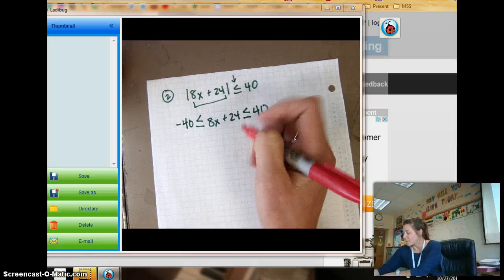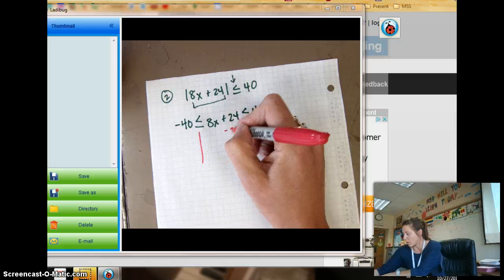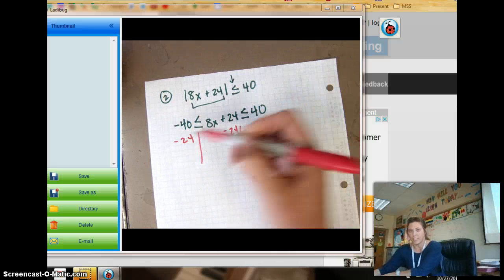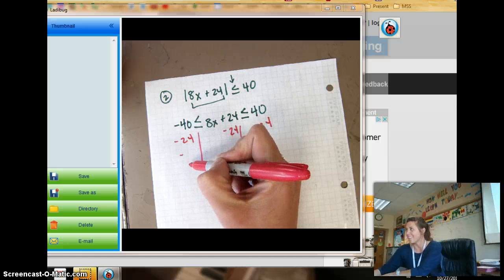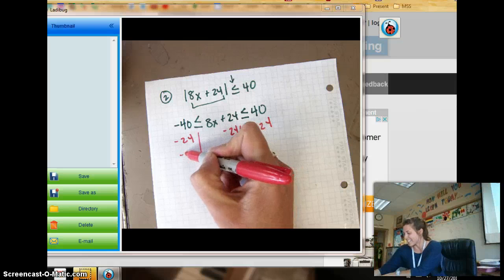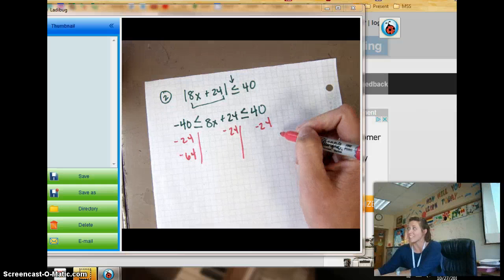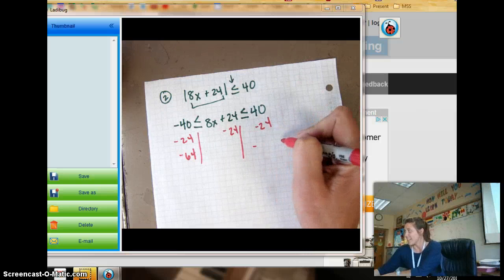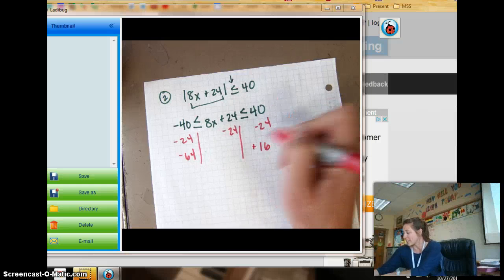So if I put in my railroad tracks, I solve it just like everything else. I subtract 24 on all three pieces. So on the left, can you figure out what that's going to be? Negative 64. And then this one over here, what's 40 minus 24? Take off the 20, and then we're down at 16. So we're at positive 16.